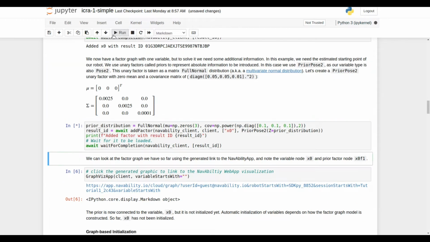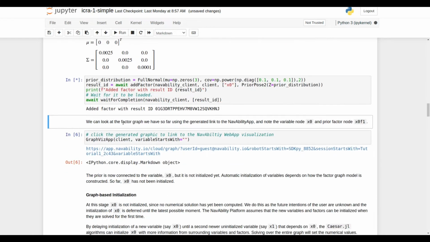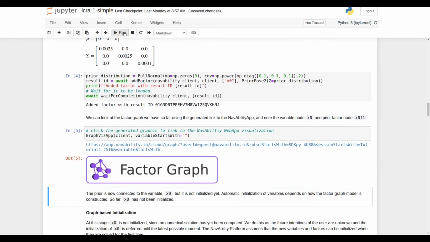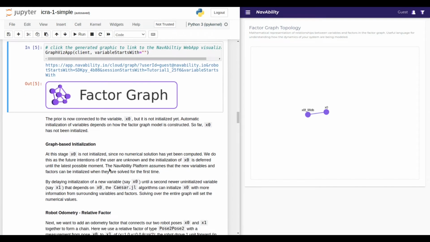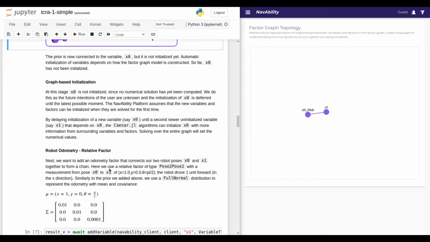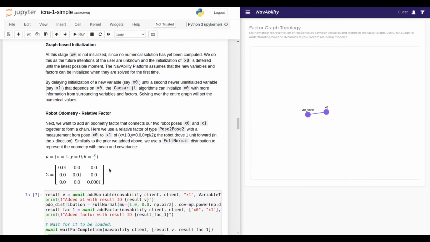We can look at the vector graph we have so far by using the generated link in the NavAbility app and note the variable node x0 and prior factor node x0f1. The prior is now connected to the variable x0, but it is not initialized yet. Automatic initialization of variables depends on how the factor graph model is constructed. We will be using automatic graph-based initialization here. x0 is not initialized since no numerical solution has yet been computed.